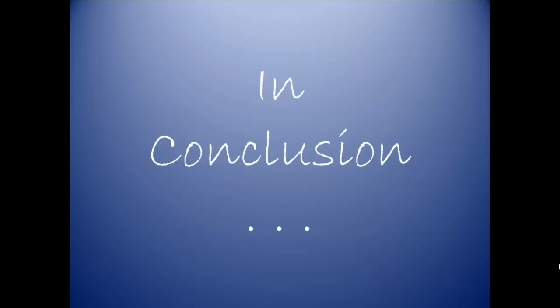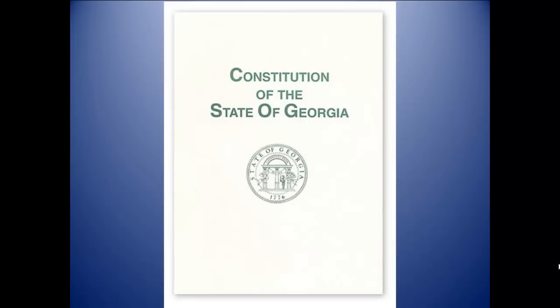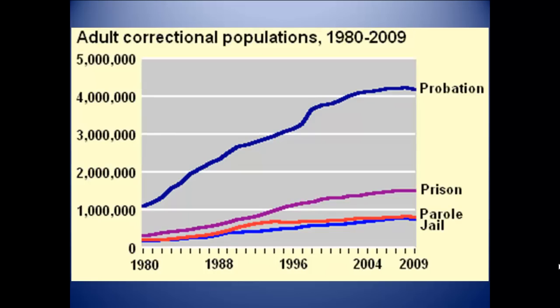I take seriously my oath as a lawyer and a public defender to protect my client's rights under the Constitution. Not only the Constitution of the United States, but the Constitution of the state of Georgia as well. This chart shows the dramatic increase in the prison and probation populations of the United States. Georgia at last count is number 4 in the nation. Never has there been a more compelling need for effective representation of indigent criminal defendants.